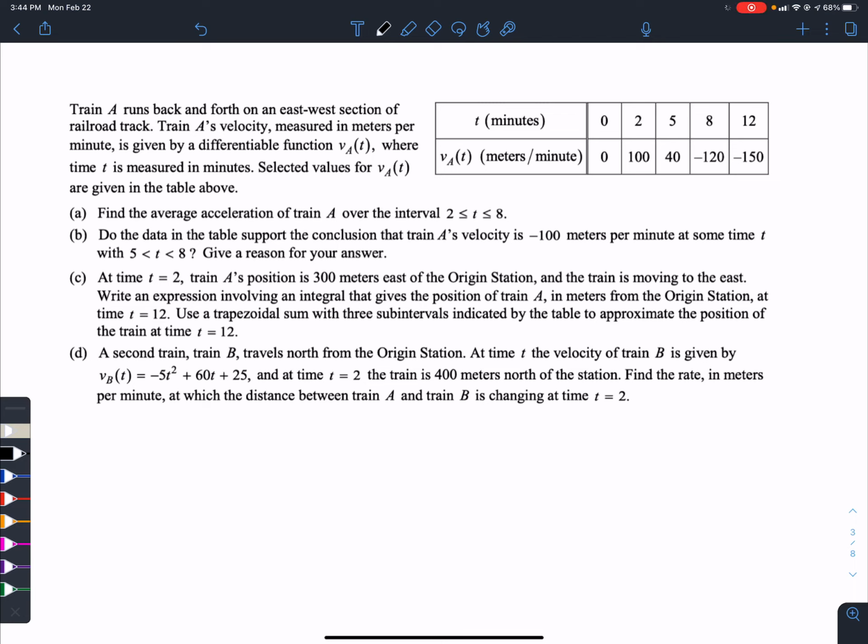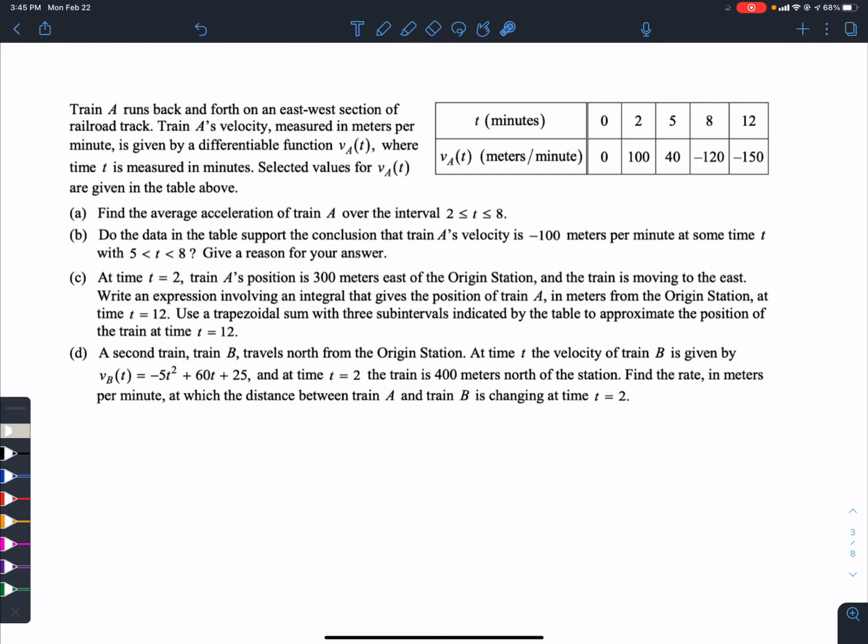This is the 2014 AB FRQ test, question number 4, part D, a related rate. So in the original question, we have a train running back and forth in the east-west direction. Train A's velocity is measured in meters per minute, and you have the V of A, which is given over here, where time t is measured in minutes, and selected values of V of A are given.